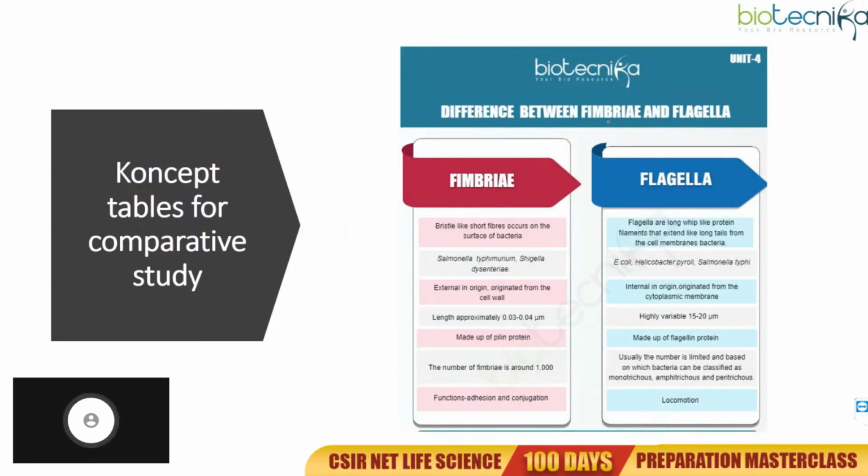And apart from that, these are important topics along with examples. If you see the difference between fimbriae and flagella, where you will find it, those examples are also mentioned. So these concept tables are very important when you are doing a comparative study. And with this comparative study, you also know about that particular topic.